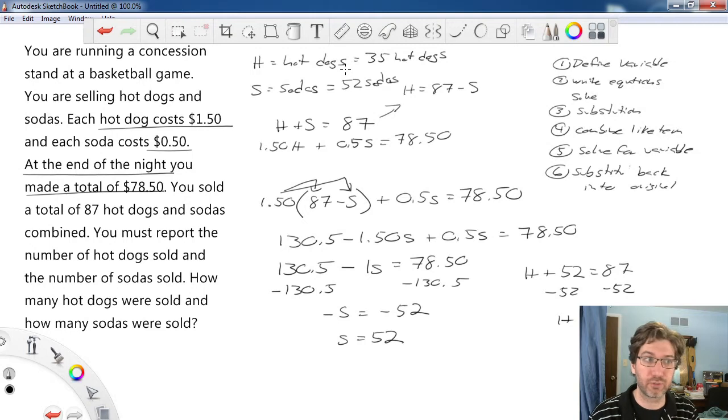Any questions on that one? Again, all of this is the same stuff you've been doing. It's just writing the equation from the word problem. That's going to take some practice. And we did a little bit of that earlier this year too.